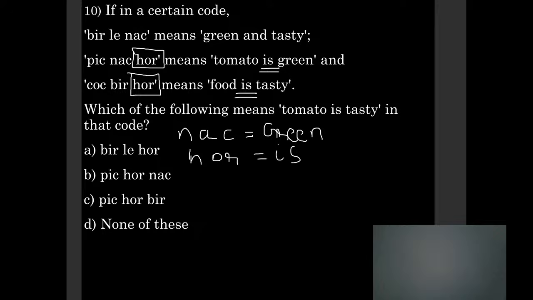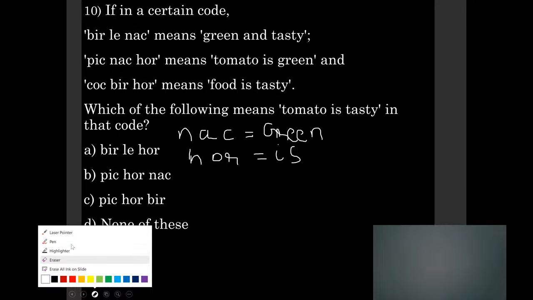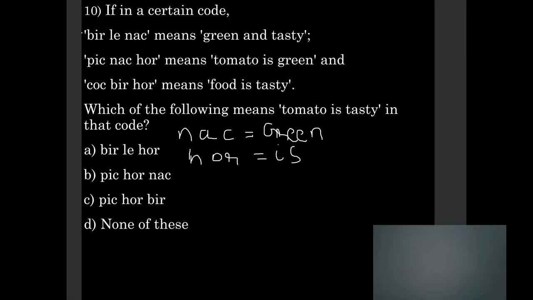Okay, next one. If you observe first and third, in first and third also we have one word common. Okay, in first and third we have BIR common. Now, if you observe for words, for the first one, green and tasty. For the third one, food is tasty. So here common is tasty, which means BIR refers to tasty.